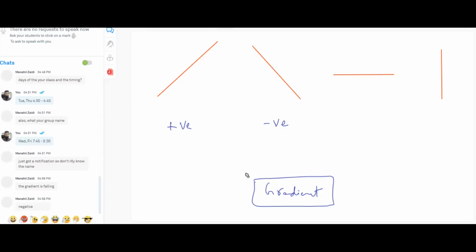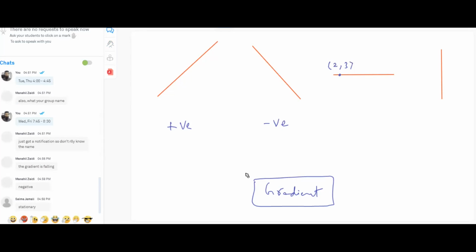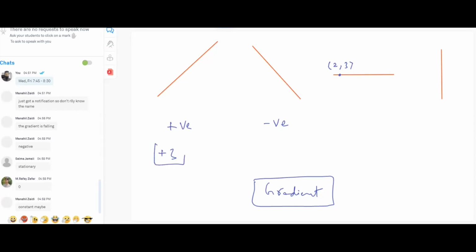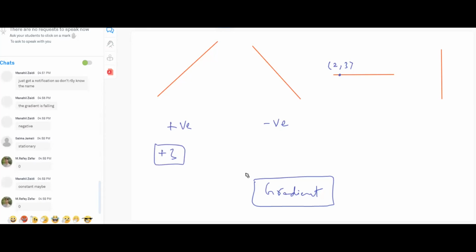So let's think about a couple of points there. Let's say you have one point with coordinates 2 and 3. Stationary, yes, you can say that. What about the gradient? A constant gradient is there everywhere, right? Positive gradient. So let's say this is +3. Now 3 is a constant, so there is a constant gradient there too. Yes, Rafe. Yes, you're right.